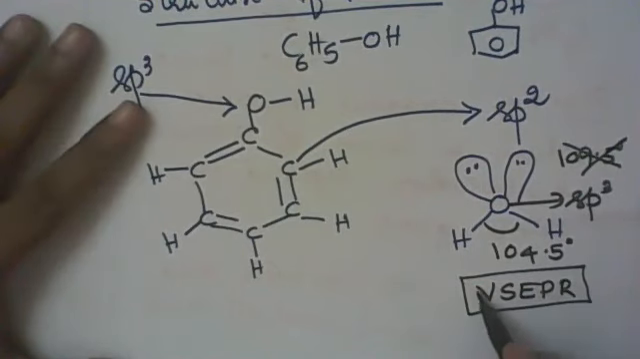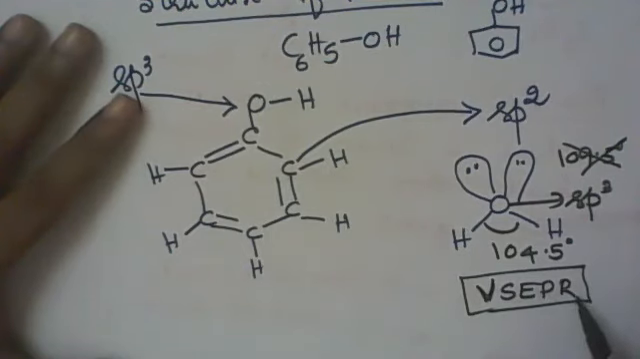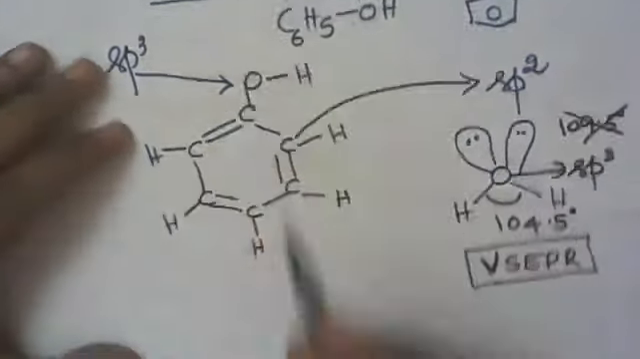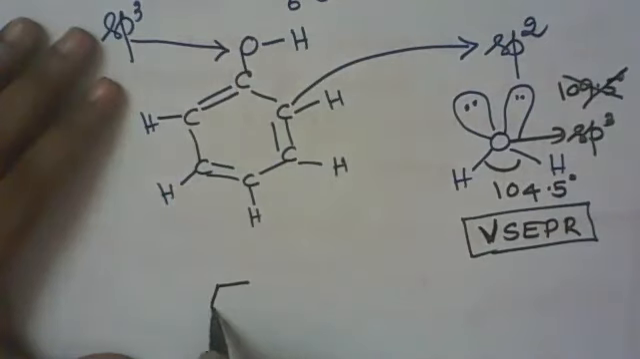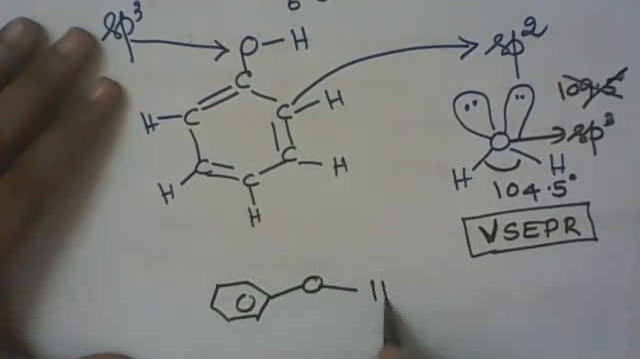What is the full form of VSEPR? Valence shell electron pair repulsion. Now here also we have 2 lone pairs. There are 2 lone pairs on oxygen. So let me rotate the structure and write it like this.